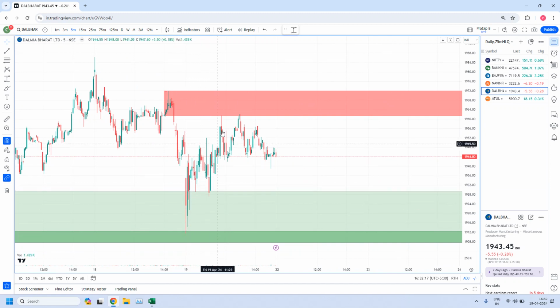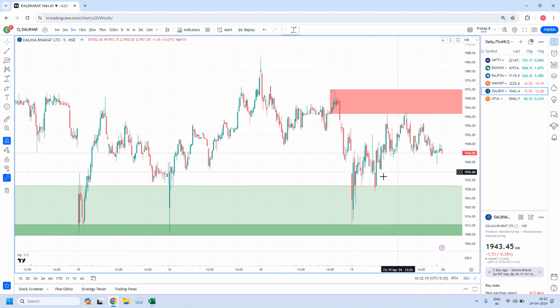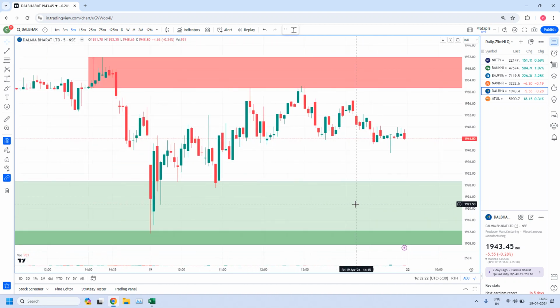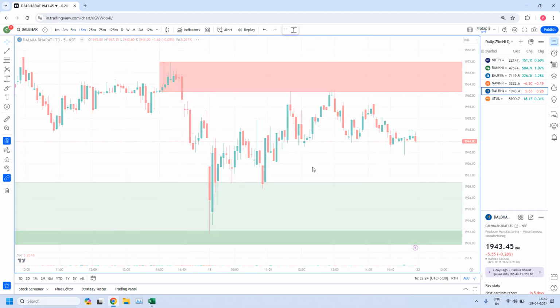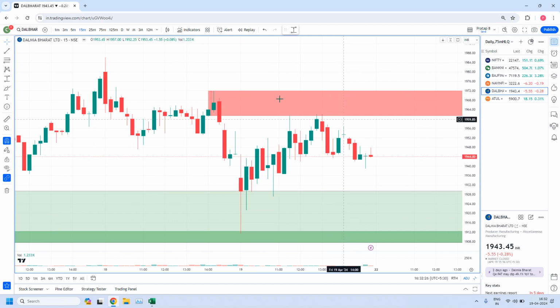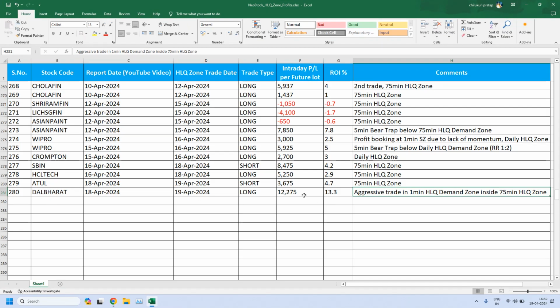That way it became a successful trade. And moreover, it gave a huge profit till this 15 minutes target. See, here we have a rally, 2 base candles and a drop follows. This is a target zone. And easily it reached. So that's why Dalmia Bharat has given 12,275 with 13.3% ROI.